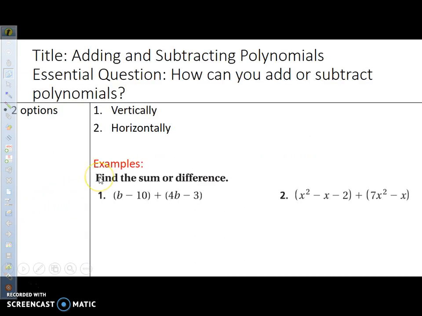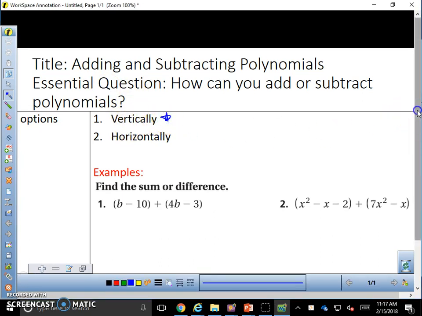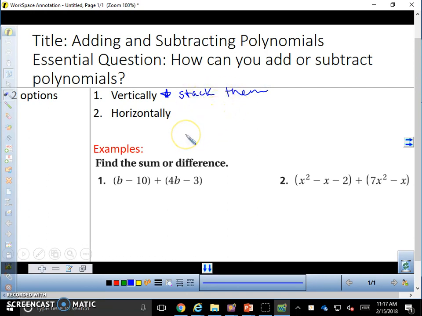Alright, essentially there's two ways in which you can add or subtract polynomials. The first way is vertically, the second way is horizontally. My preferred method is vertically. So I like to add or subtract vertically. I'm going to do two examples with a vertical method and then two examples with a horizontal. Vertical means stack them. I see fewer mistakes when I have you guys stack them versus when you don't stack them. So let's go ahead and stack.